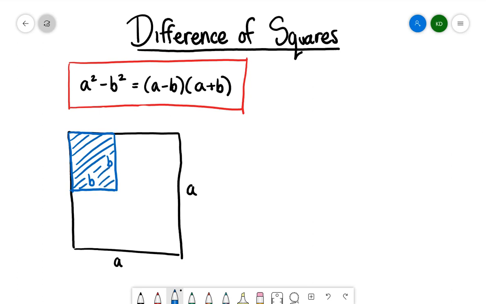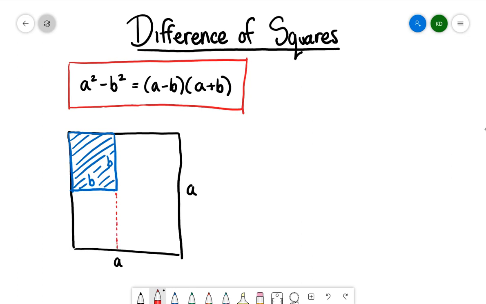The question is what is left over and how can we express that? So what we're really doing with the difference of squares is we're taking away the area of two different squares and seeing what's left over. To figure out what's left over, I'm going to break this square into two pieces.